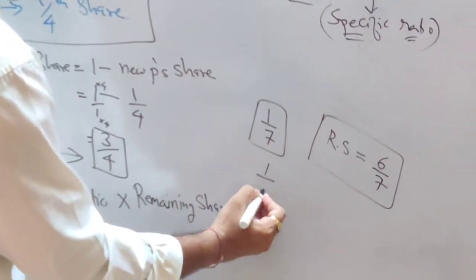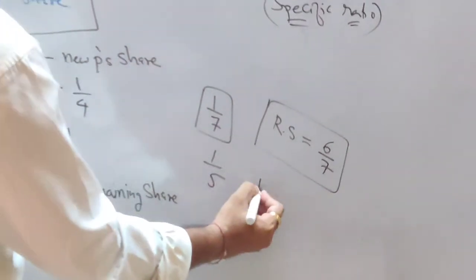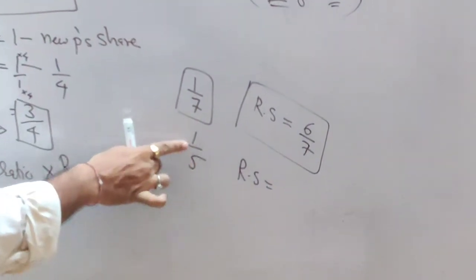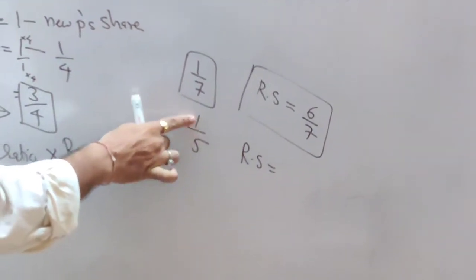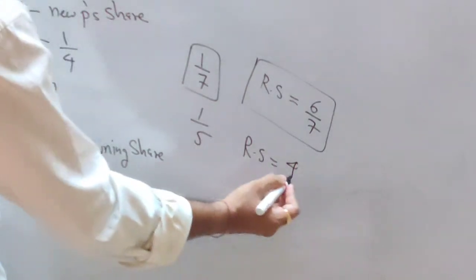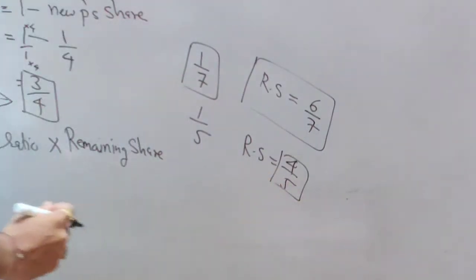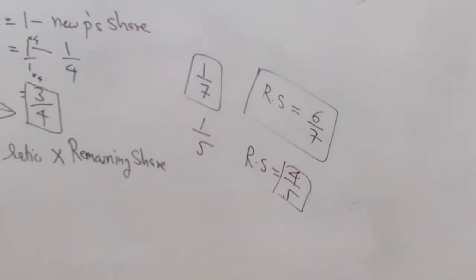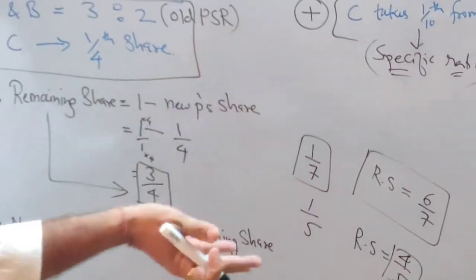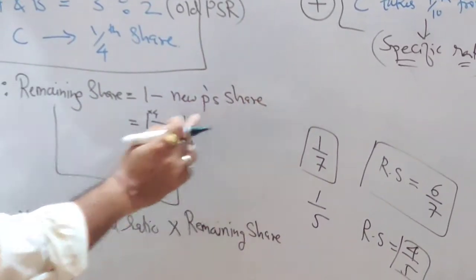If the share is 1/5, what will be the remaining share, student? You minus 1 from 5. So 5 minus 1 is how much? 4. 4 upon 5. I hope you have understood the trick. So for the remaining share, this is the formula: 1 minus new partner share.